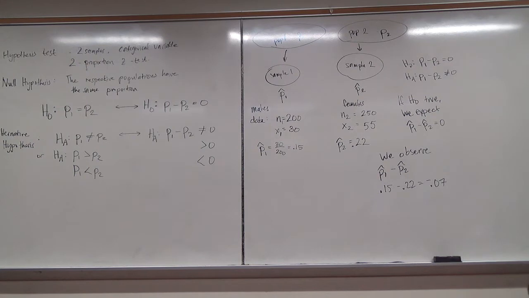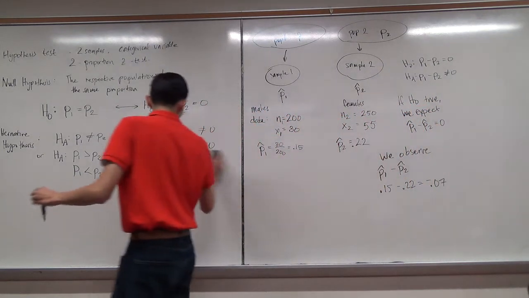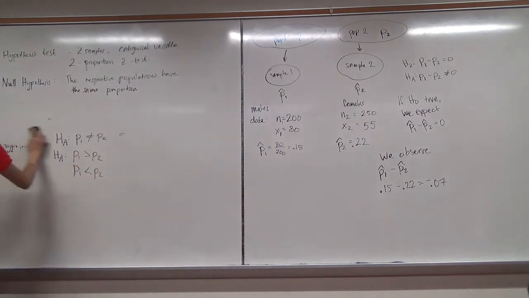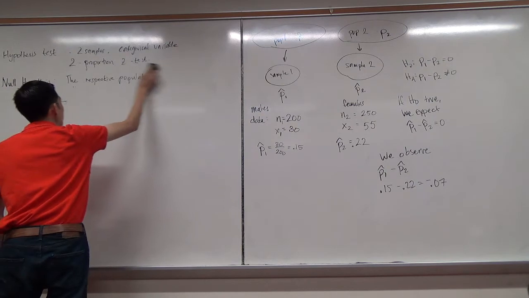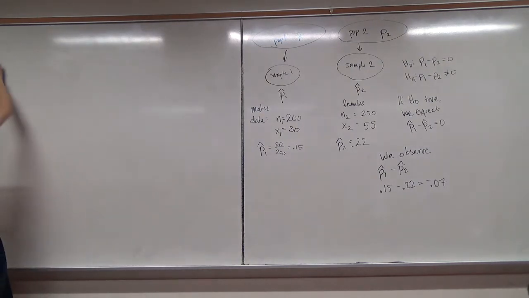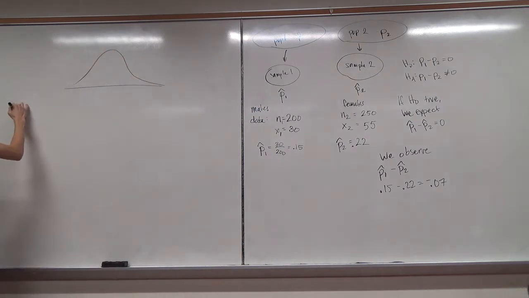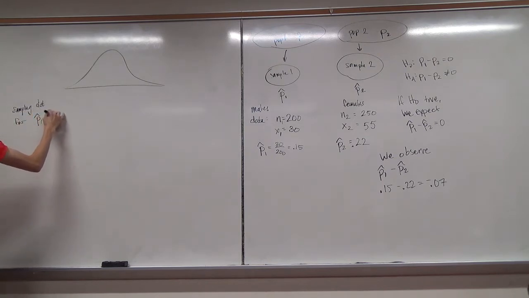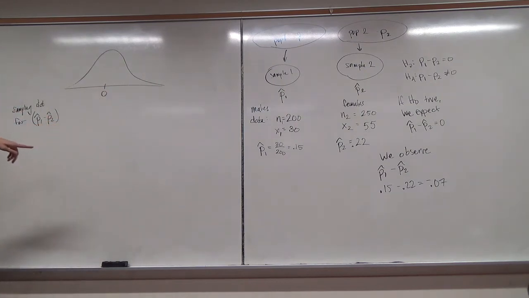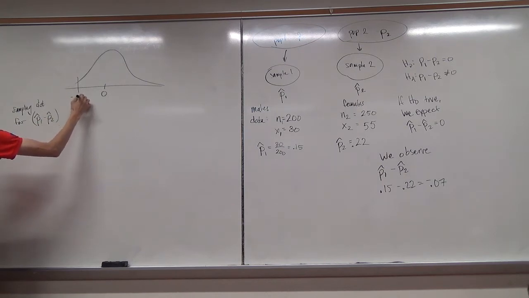Is negative 0.07 a big deal or not? Is this a significant difference or not? That's what we're asking. So the idea here is we are creating a sampling distribution for the quantity P1 hat minus P2 hat. Under the null hypothesis, we expect that difference, P1 hat minus P2 hat, to be close to 0. And what we observe is that we're at negative 0.07.